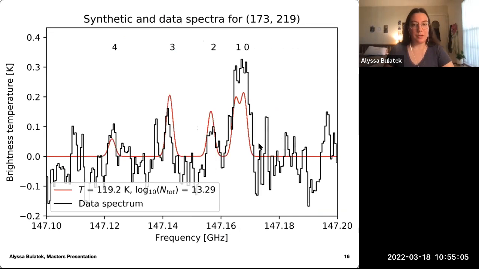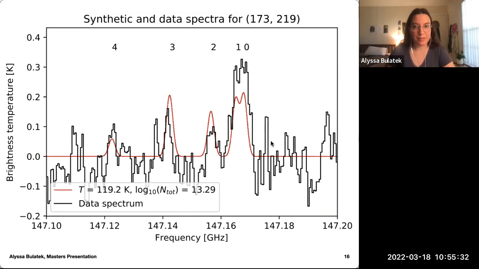So here's an example of a synthetic spectrum, the red line here, overplotted on a data spectrum. This is for the same pixel we were looking at that rotational diagram for earlier. So this is not a perfect fit. We can see that the model is underestimating the data for these lower rotational index lines, but it's getting kind of close for the next three, although the noise level is kind of high.